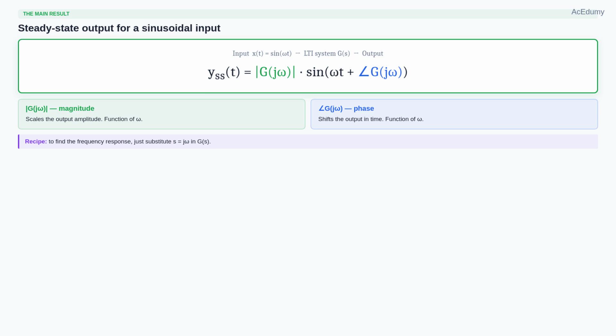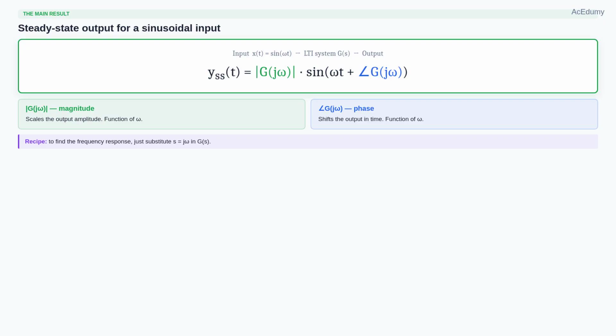The main result in one line. For input sine omega t into an LTI system g of s, the steady-state output is the magnitude of g of j omega times sine of omega t plus the angle of g of j omega. That is the entire story. Two numbers, magnitude and phase, at each frequency.